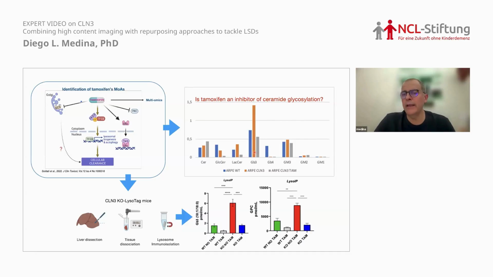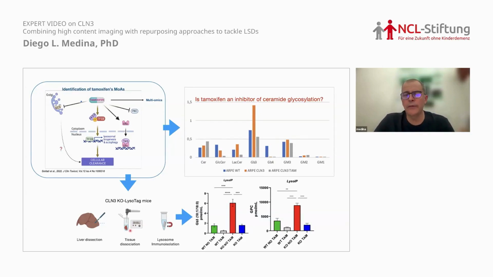So it's basically like a substrate reduction therapy. In addition to that, we are also performing lipidomics using our lyso-IP technology. So we have a CLN3 mouse model in a background that expresses the lysosomal epitope that allows us to take tissues and immunoisolate intact lysosomes.